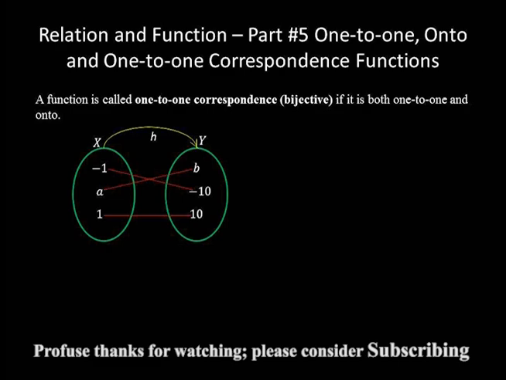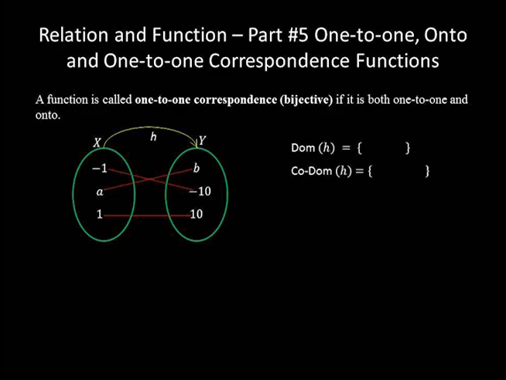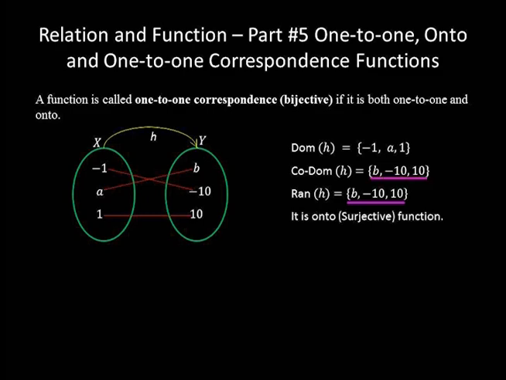As usual, let's find the domain, codomain, and range of this function. Domains are input values or values of x, which are -1, a, and 1. Codomains are values of y: b, -10, and 10. Ranges are values of y associated with at least one element in the domain. All values in the codomain are related to at least one element in the domain. Thus, the range is simply equal to the codomain of the function. Since the range of this function is equal to its codomain, it's an onto or surjective function.